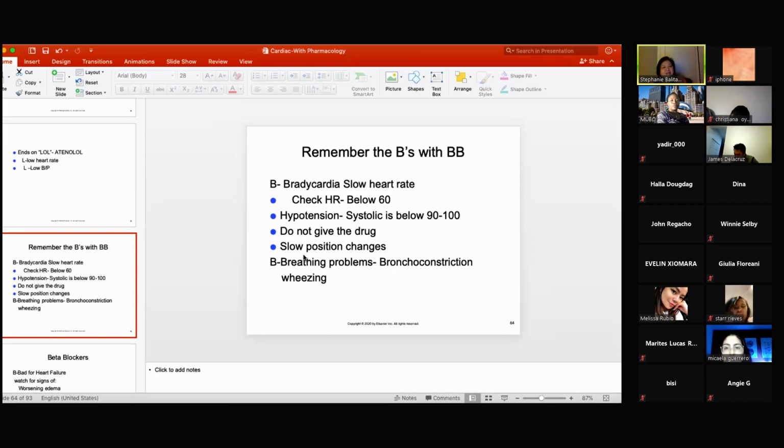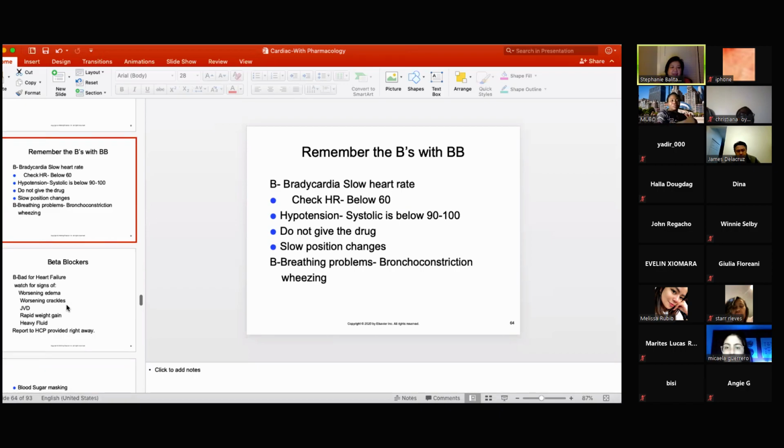So beta blockers have a dual purpose: they lower the heart rate and lower your blood pressure. So you have to check both before giving it. If the pulse rate is below 60, do not give it. If the systolic blood pressure is below 90 to 100, do not give the medications. So, bradycardia, breathing problems.